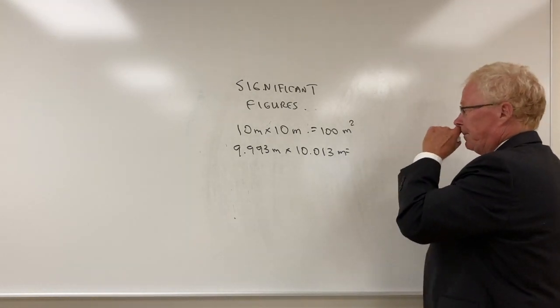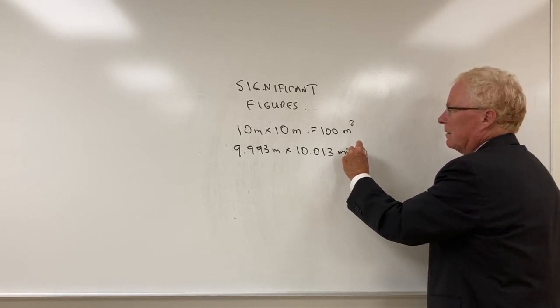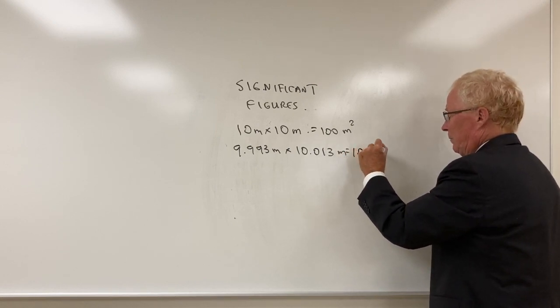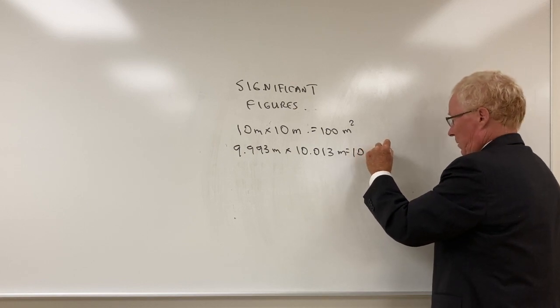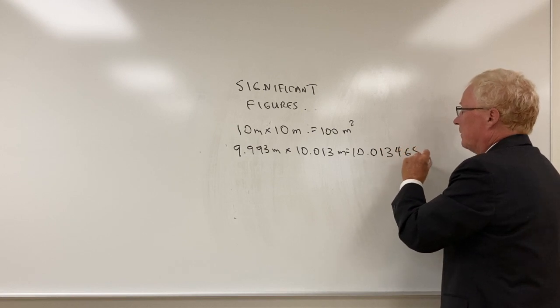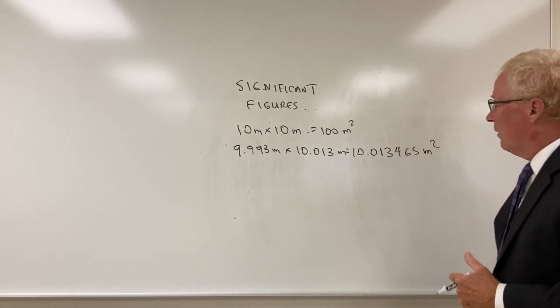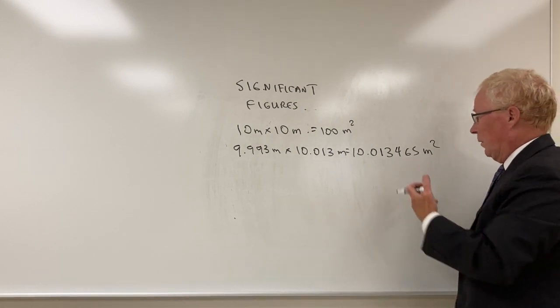I get, let's see, 100.01345 meters squared using a calculator. Now, how is this reasonable?